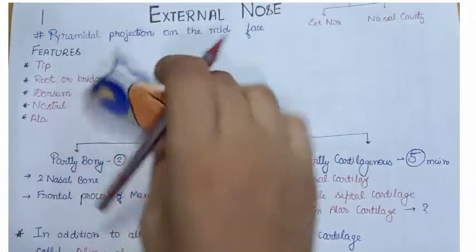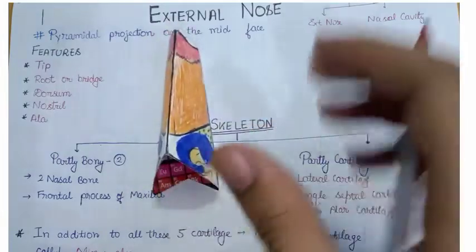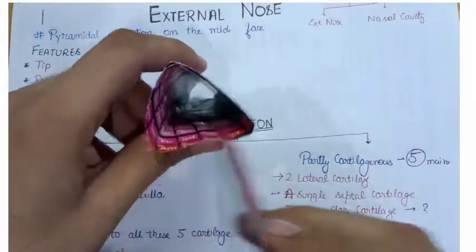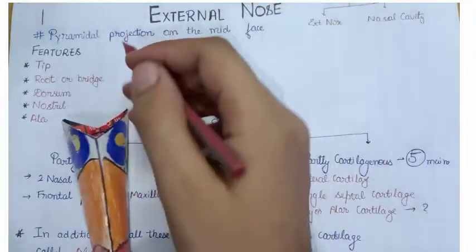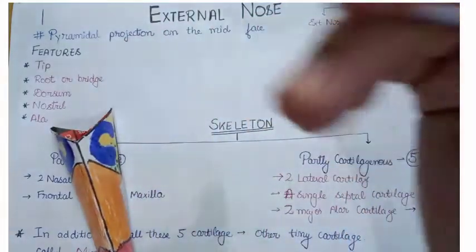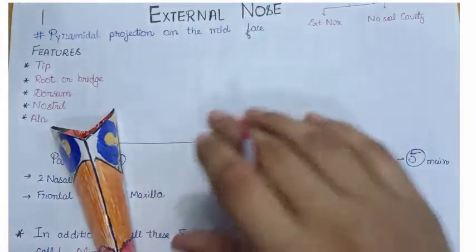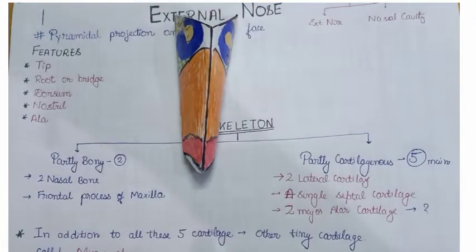So this is the so-called nose, a pyramidal projection on your face. How? If you look at the cross section, the shape is that of a pyramid. That's why we say the external nose is nothing but a pyramidal projection on your mid face. Mid face means the forehead, then mid face, then near the oral region. So it is the projection on the mid face.